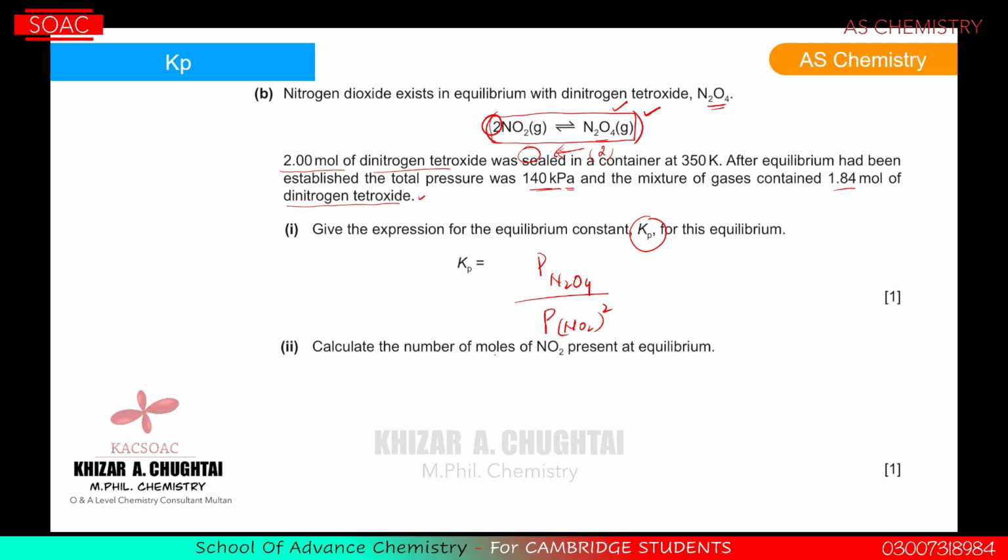Now he's asking to find the number of mole of NO2 present at equilibrium. I'm going to write once again. 2 mole of NO2 goes to N2O4. I'm starting from here. Initially there are 2 mole of N2O4 and 0 mole of NO2. N2O4 is going to decrease by Y, and NO2 will be 0 plus 2Y. Now this is the condition at dynamic equilibrium. So the mole of N2O4 is equal to 2 minus Y, and the mole of NO2 is equal to 2Y.